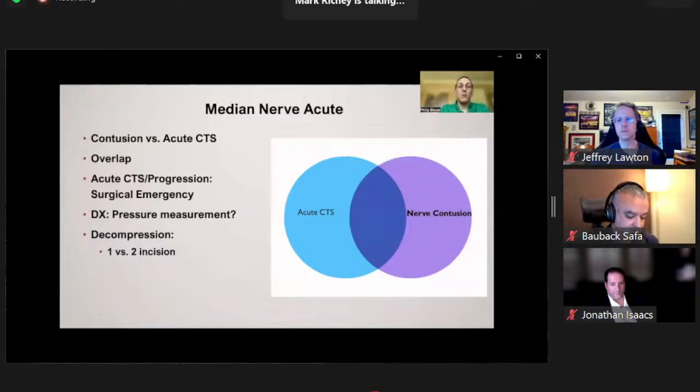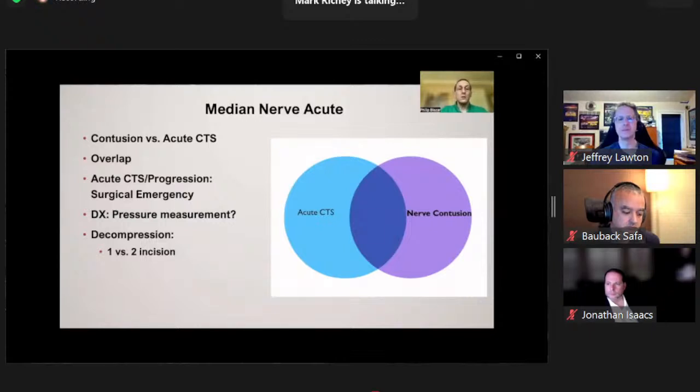So those are the two classic presentations. However, all of us with any significant experience will realize that there are cases, as the Venn diagram suggests here, where there is some degree of overlap and it can be hard to sort out. For me, the key part of determining the surgical emergency is whether there is progression of the nerve dysfunction, and that is what, in these unclear cases, leads me to treat a patient as a surgical emergency. I am aware that there are some reports in the literature of doing pressure measurements in the carpal tunnel, such as we do for compartment syndrome. I must admit, this is not typically part of my practice at this point.